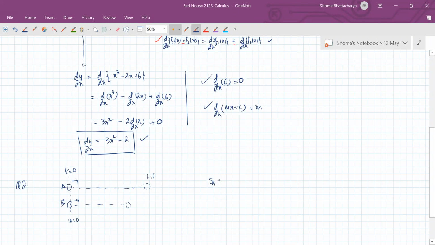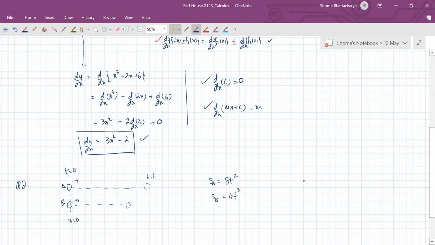The displacement of A as a function of time is 8t square, and the displacement of B as a function of time is 4t cube. Distance or displacement, whatever, it's along a straight line, so that's one and the same thing.